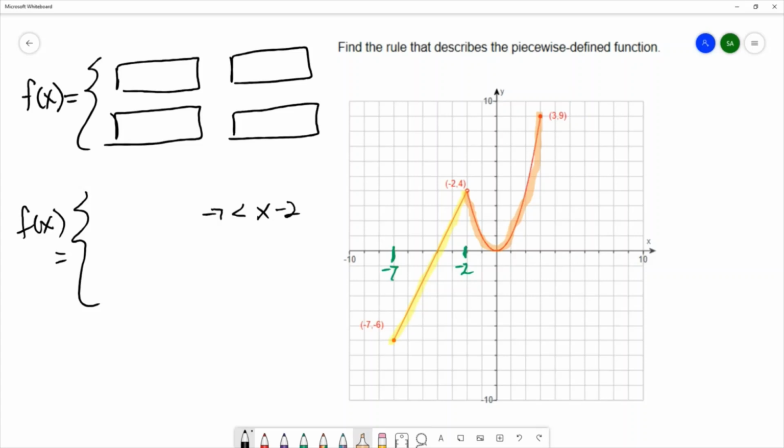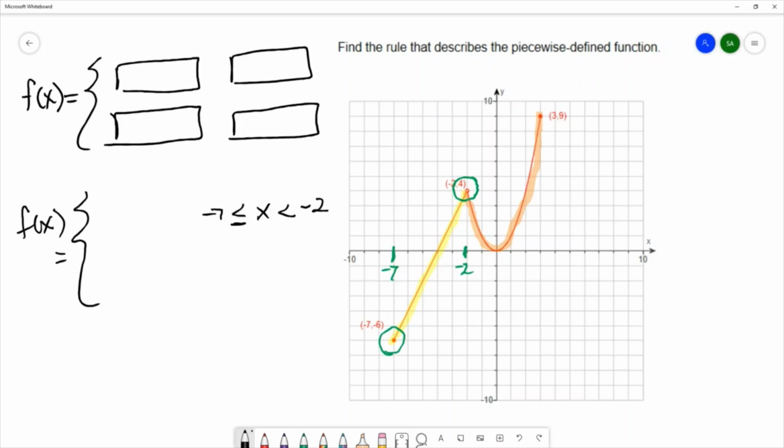And as I look at this endpoint here, that's a filled in dot. So I'm going to put an equal to on the -7. However, there is an open circle on this end, so I don't want to include the -2. Let me make a correction here. I forgot to put the inequality symbol. So for this one, I will not put the equal to under that inequality symbol so that that endpoint of the line is not included.